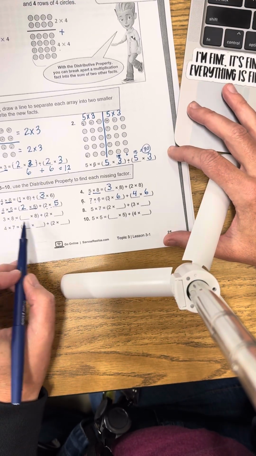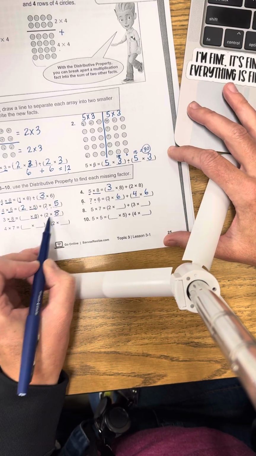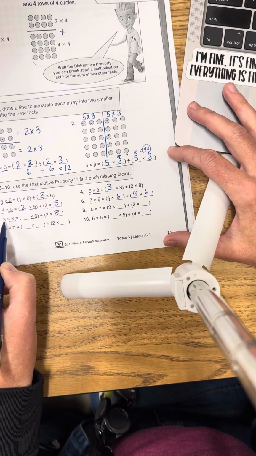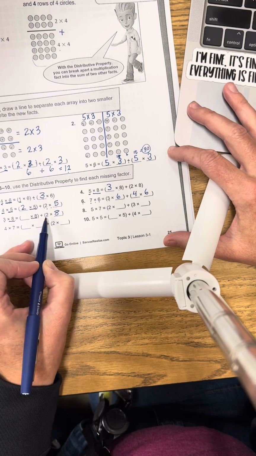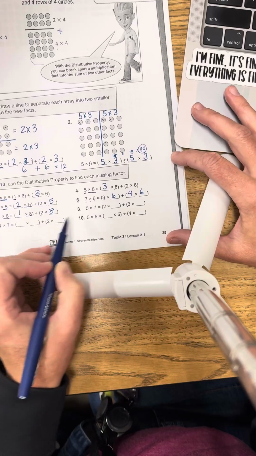3 times 8. In this case, my times 8 is staying the same. 8 in each row. I've got 3 that is being broken. I broke 2 rows off, so I have 1 row left.